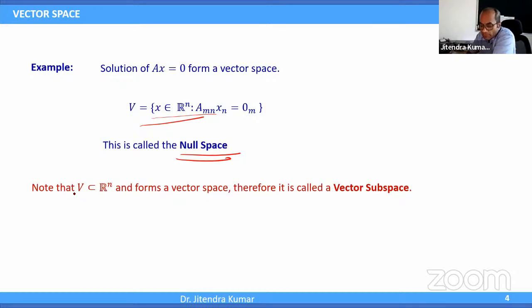Note that this V is a subset of Rn. Rn is also a vector space, and this is a subset which is also a vector space, and therefore in this setting we call V a vector subspace, because it is a vector space and also a subset of the vector space.